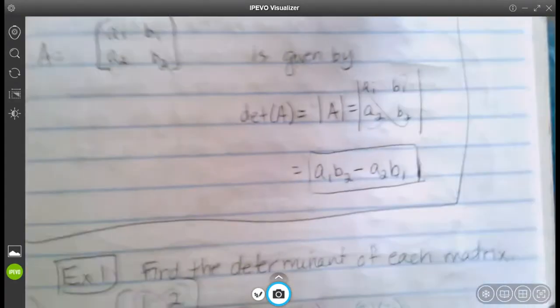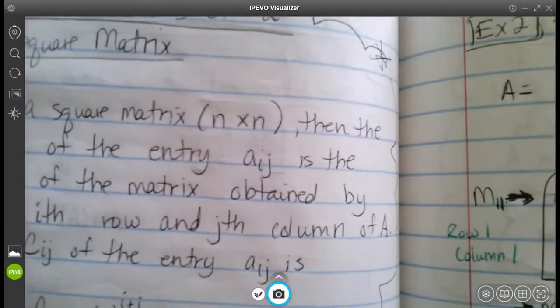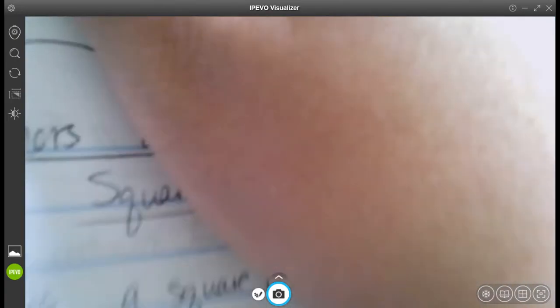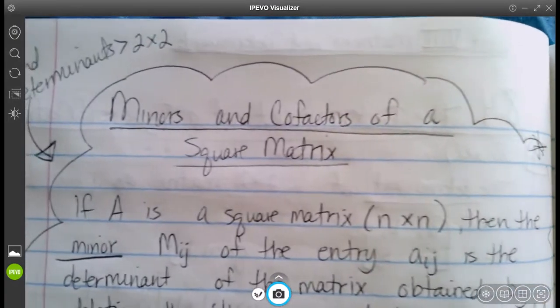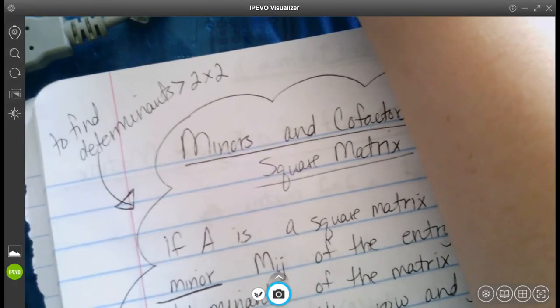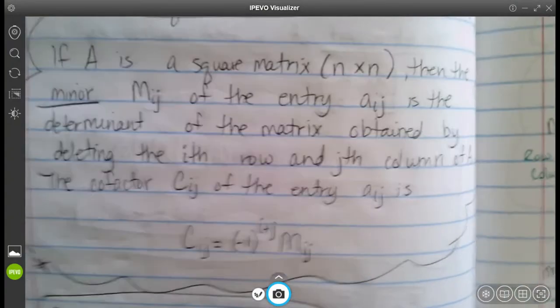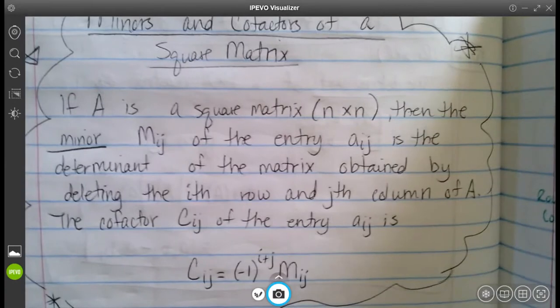All right, let's go ahead and look at the next example here. 8.4 has a really interesting process, and basically it's a process to find determinants of matrices that are bigger than 2 by 2. So I kind of put that here in the corner. To find determinants that are greater than 2 by 2s, we use these things called minors and cofactors. There's a few things for you to write here. Go ahead and start copying that.